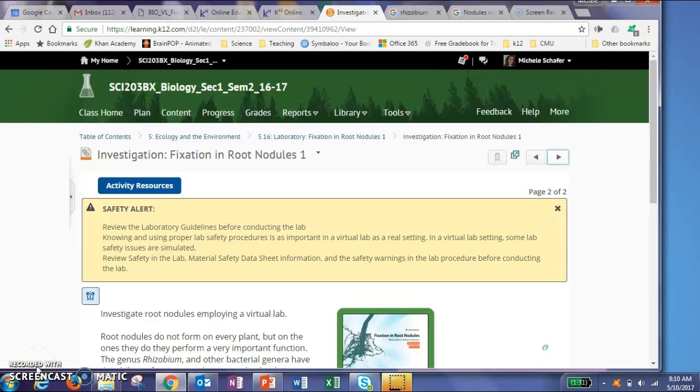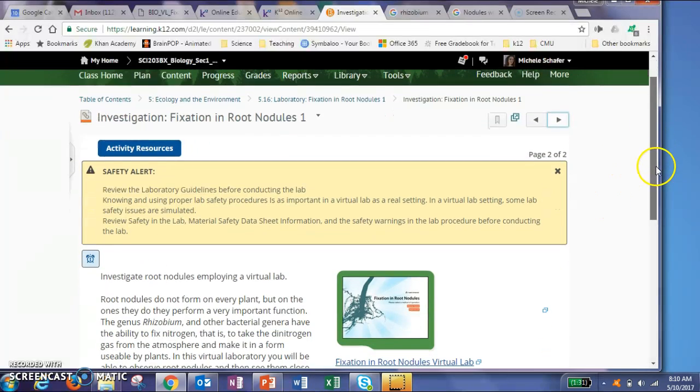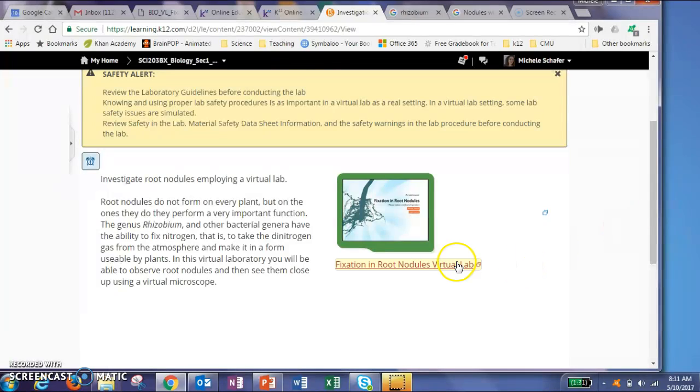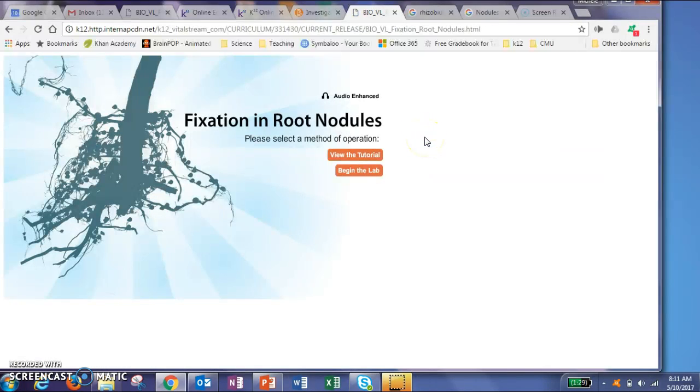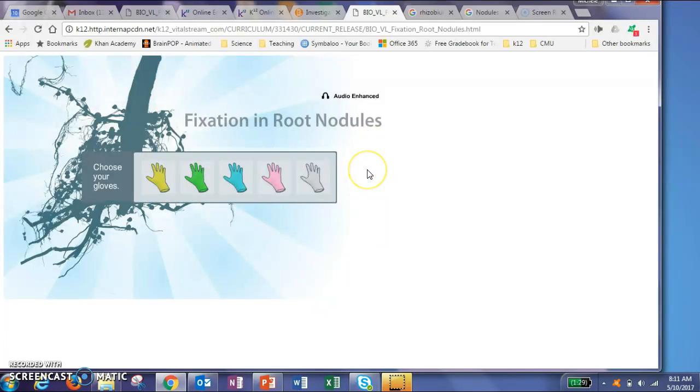Welcome to the tutorial for the lab, Fixation in Root Nodules for Biology B, Lesson 5, Unit 0.16 and 1.7. So this is one that you definitely want to do the reading first, but I'm going to go through and show you the virtual lab that's in your reading assignments. I'm going to go straight into the lab, but the tutorial is there for you.